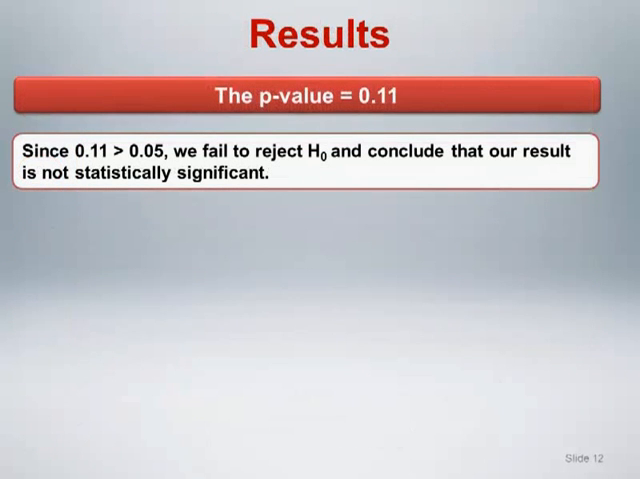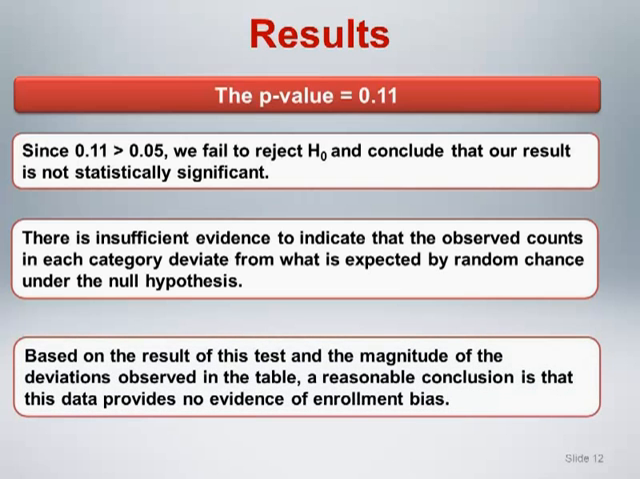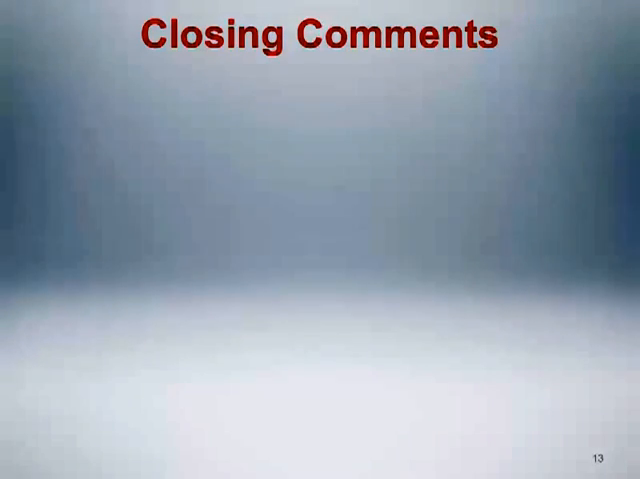The resulting p-value for the racial distribution example is 0.11. Since our p-value is greater than 0.05, we fail to reject the null hypothesis and conclude that the result is not statistically significant. In other words, there is insufficient evidence to indicate that the observed counts in each category deviate from what is expected by random chance under the null hypothesis. One could argue that based on the result of this test and the magnitude of the deviations observed in the table, a reasonable conclusion is that this data provides no evidence of enrollment bias. That's all there is to the chi-square goodness of fit test.